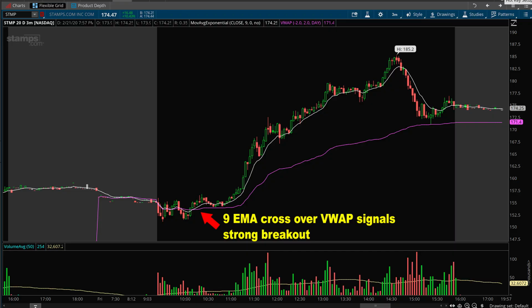Since VWAP shows you the relative strength that we talked about earlier, and the 9 EMA shows you the trend, if you put the two together, it will show you the strongest change that's about to happen, which is a breakout. So in this instance, you can see that when the white EMA crosses over VWAP to the upside, that's where the stock squeezes very strongly to the upside.